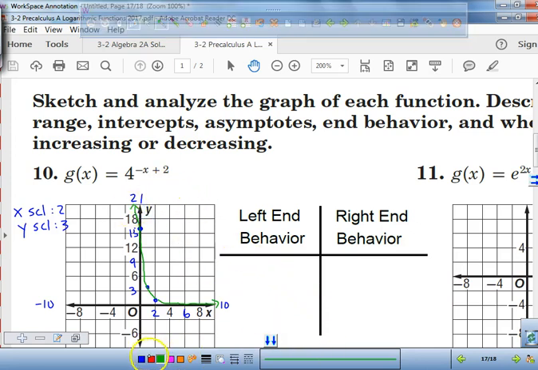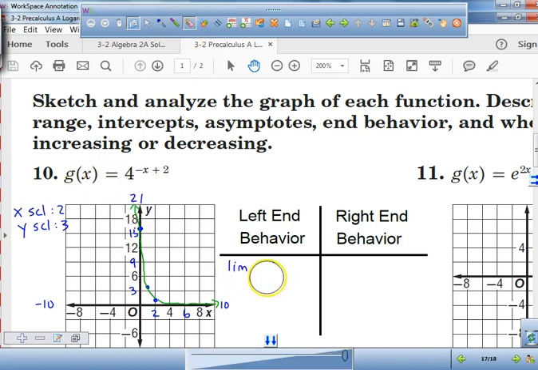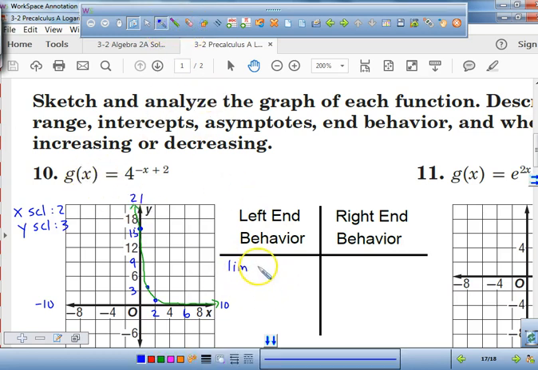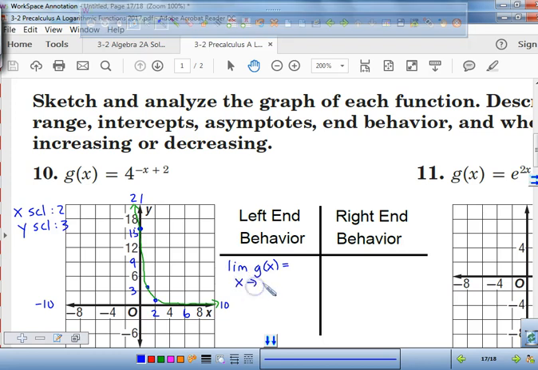So there's your graph. We're going to talk about the left end behavior and the right end behavior. So I'm going to set it up. I'm going to write the limit of f of x. Just so you know, or actually not f of x, instead, g of x. The limit of g of x equals something as x approaches negative infinity. So just remember, on the left end behavior, what's x always approaching? Negative infinity. What's x always approaching on the right side? X always approaches positive infinity.